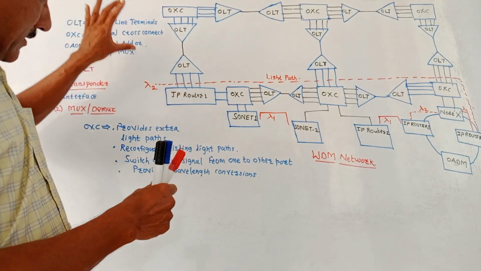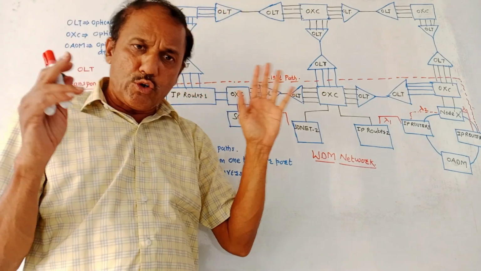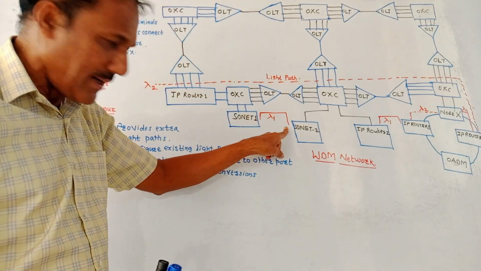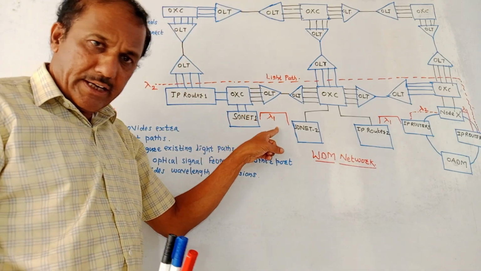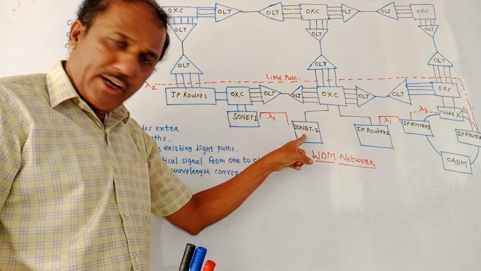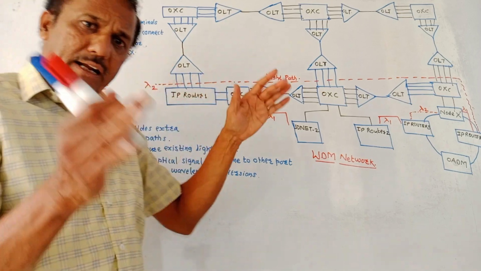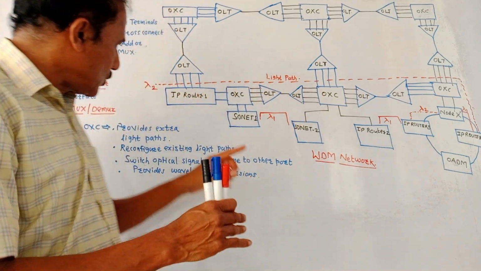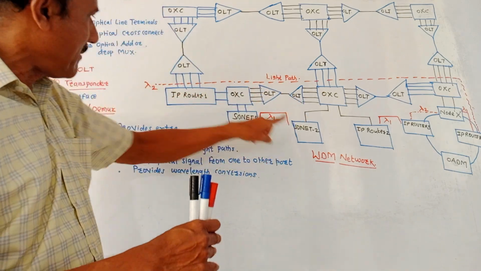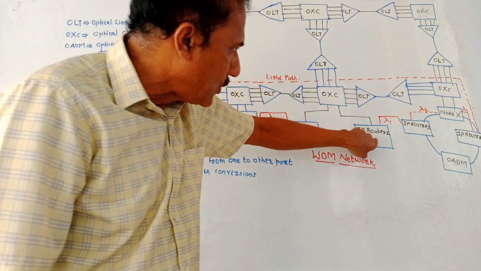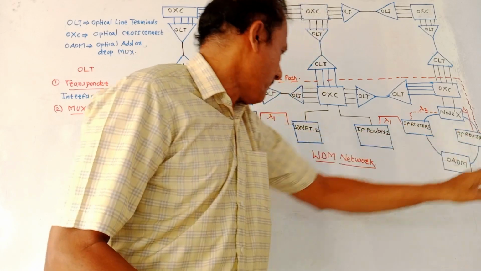For simplicity, I have shown only two wavelengths in the diagram. One is the wavelength lambda 1. It is shown by the solid line. It is between SONET 1 and SONET 2. As I said, IP router and SONETs are acting as clients. So two SONETs are shown in this diagram and four IP routers are shown. This is IP router 1, 2, 3 and 4.